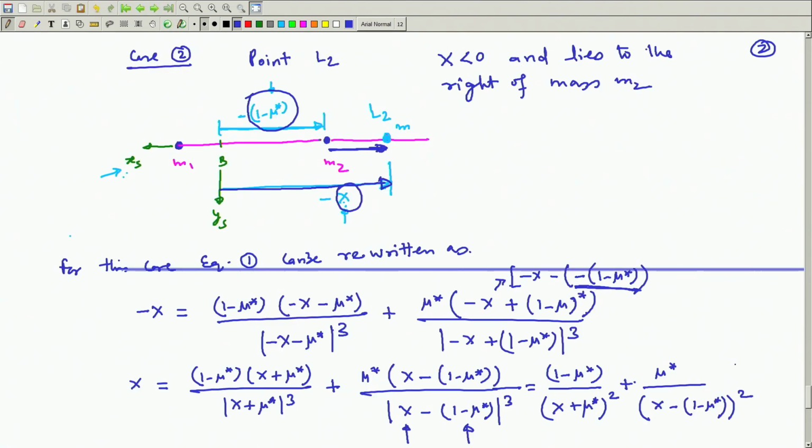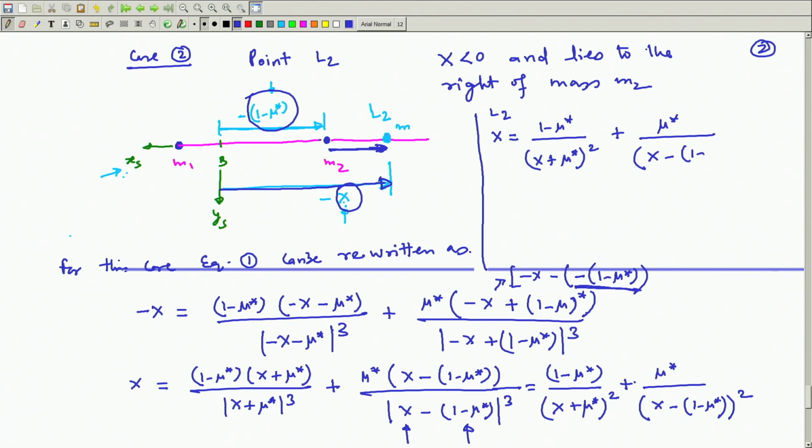So, this is your equation number 3. Ultimately what we have concluded is that for Lagrange point L2, x equal to 1 minus mu star divided by x plus mu star whole square, this is expression number 3. So, L3 and L2 we have worked out. This is your L2 point located here in this place.